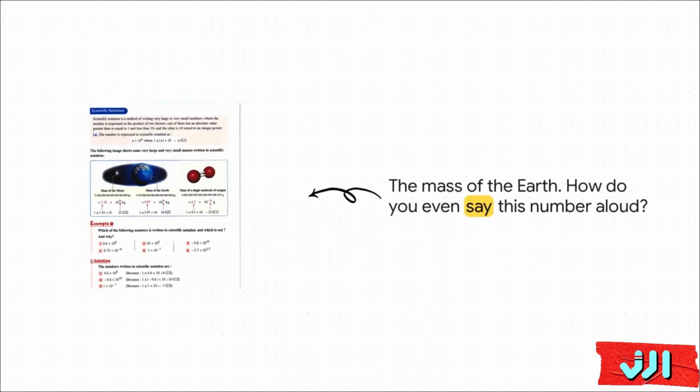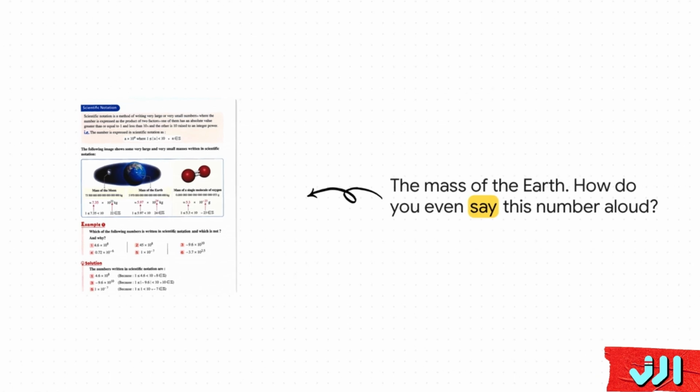Just look at this number. That's the mass of our planet in kilograms. I mean, seriously, how would you even say that out loud? Forget trying to type it into a calculator. Writing it is a chore, and honestly, trying to do any math with it would be a total nightmare. This is the exact kind of problem that scientists and engineers were banging their heads against, and luckily for us, they came up with a brilliantly simple solution.